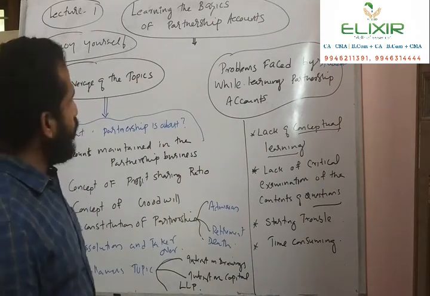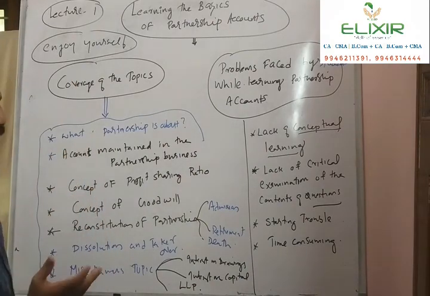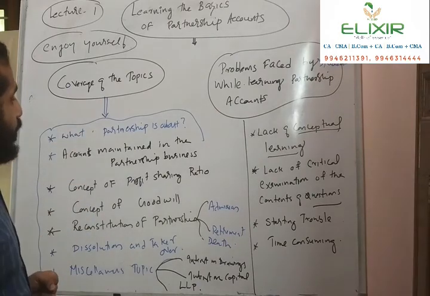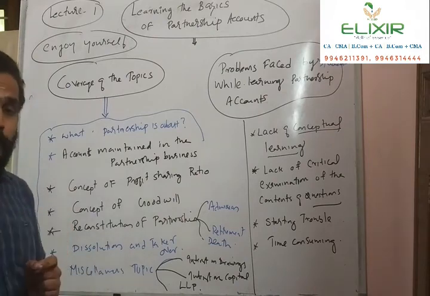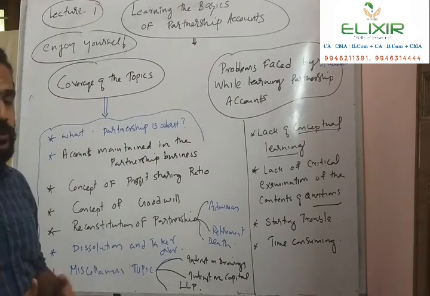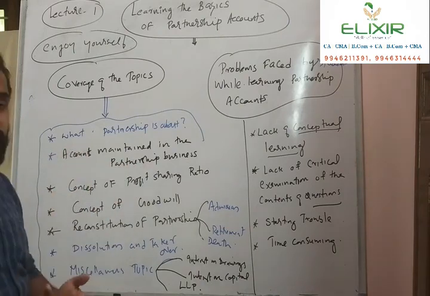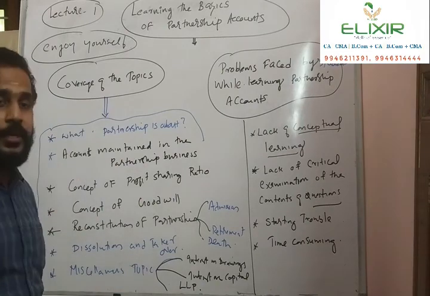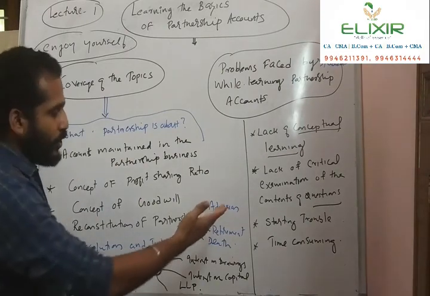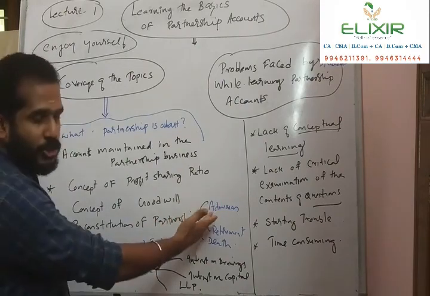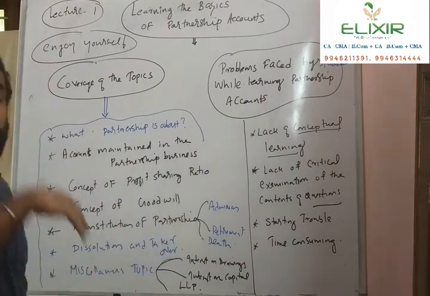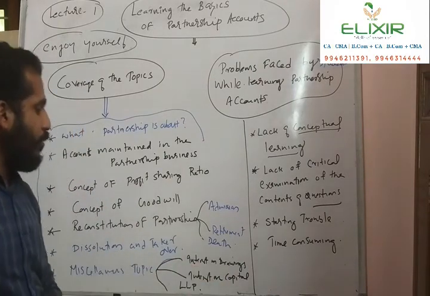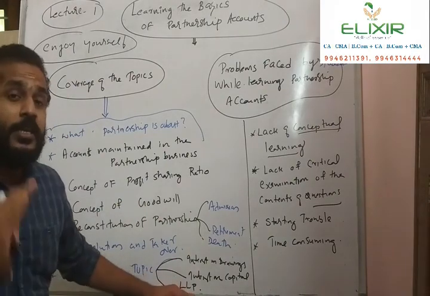About the coverage, I will cover what partnership is all about, the accounts maintained in the partnership business, then the concept of profit sharing ratio. Almost all students are aware of these contents: profit sharing ratio, concept of goodwill, reconstitution of partnership. You may have studied them in +1, +2, degree, etc. Reconstitution refers to admission, retirement, death, dissolution and takeover, then some miscellaneous topics with regard to interest on drawings, interest on capital, and limited liability partnership.